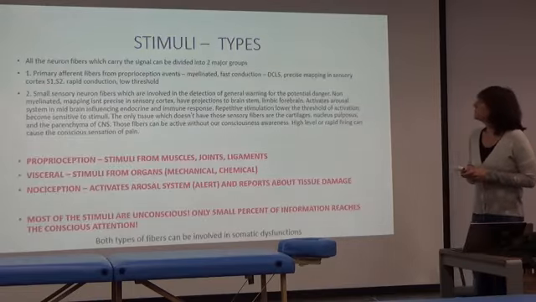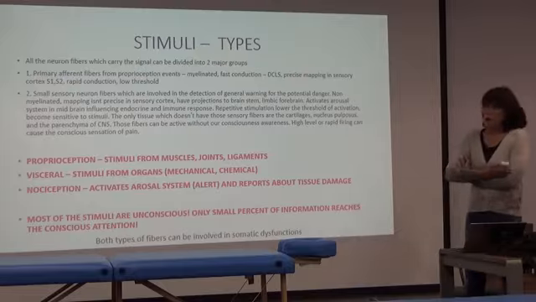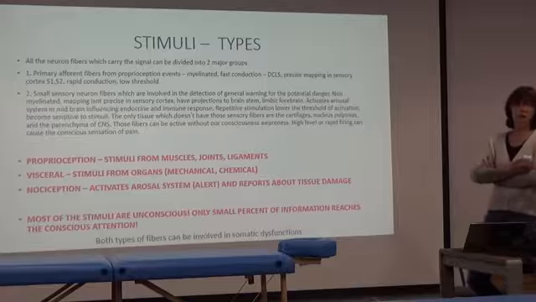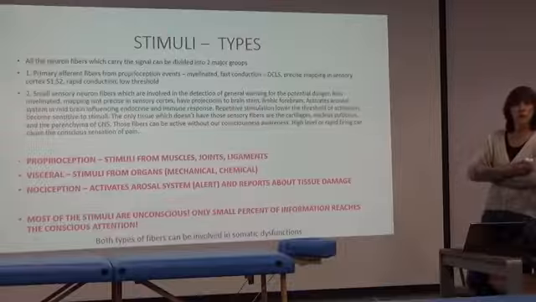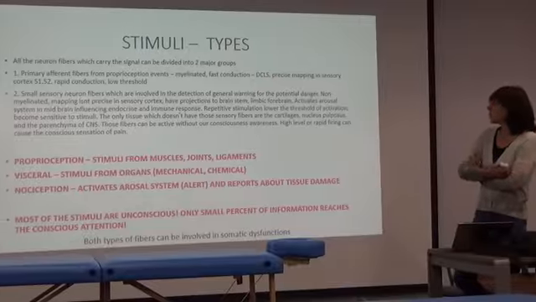So what kind of stimulus can we have? All the stimulus are taken into the nervous system by special cords, and there are 4 types of cords. Some are fast cords and they carry the signal very fast. Other cords carry the signal not so fast.